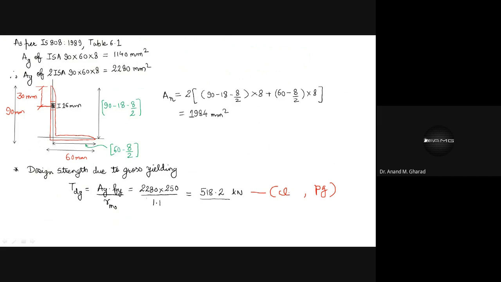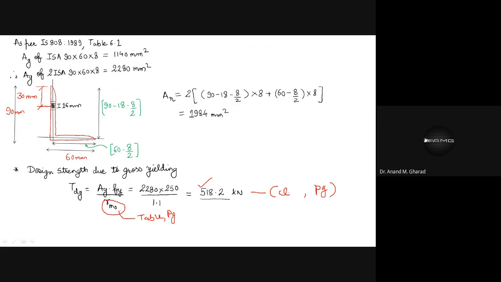So Ag into Fy divided by gamma m naught. From where do you get the gamma m naught value? That table number has to be mentioned. Table number, page number. Am I right? That needs to be mentioned. ठीक. From that you will get some value for TDG.